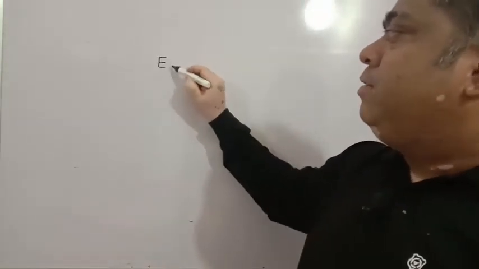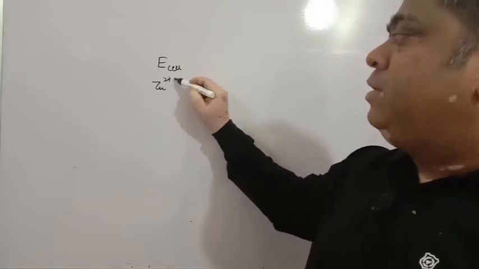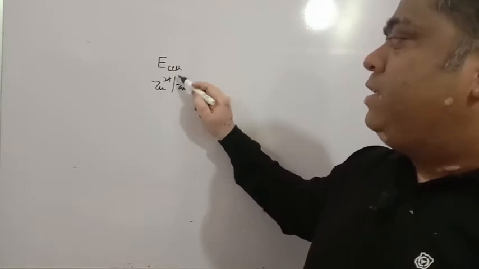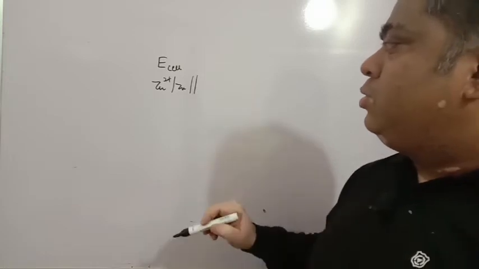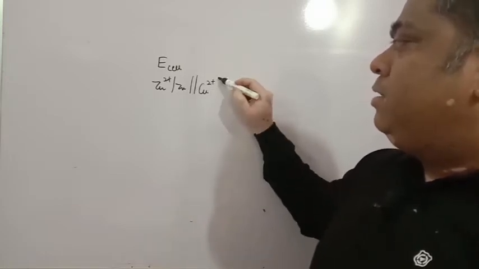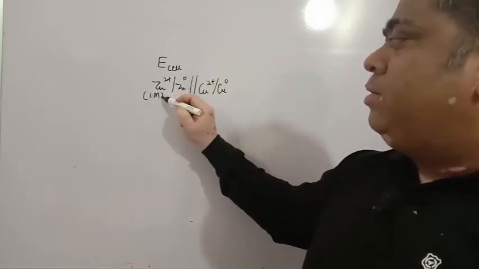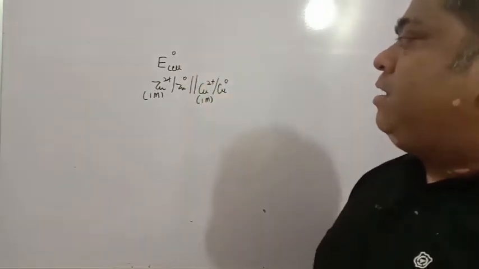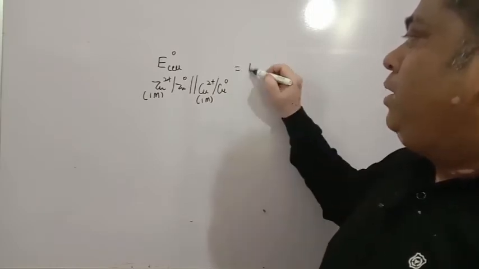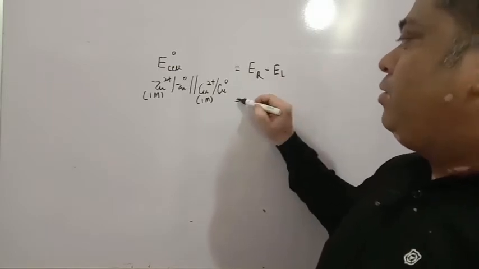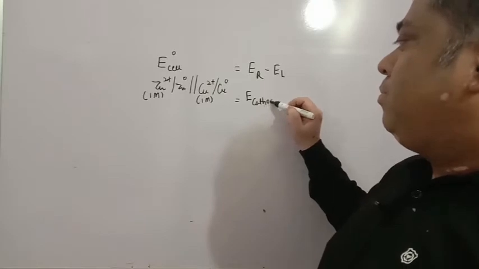When these electrodes were connected with a conductor, electrons flowed from anode to cathode, because anode has the tendency to lose electrons and get oxidized, and cathode has the tendency to gain electrons and become reduced. So reduction takes place at the cathode, which we draw on the right side, and oxidation takes place at the anode, which we write on the left side. We found that the net EMF of the galvanic cell, with zinc in zinc sulfate solution and copper in copper sulfate solution, was 1.1 volt.